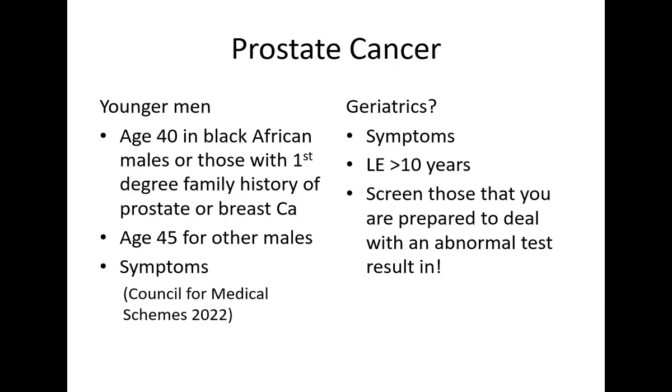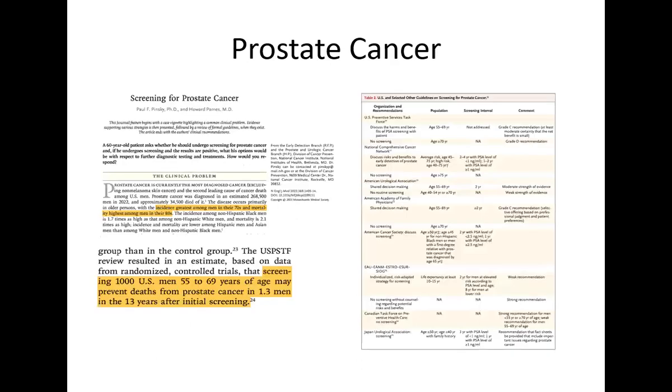What about old people? As I said, don't screen people you're not prepared to deal with the abnormal result. You must have at least 10 years life expectancy, and obviously symptoms, that's no longer a screening test, that's a sort of diagnostic test. But look at this. This is in the NEJM from March. Thank you to Joe for finding it. Basically, although the incidence is highest in men in their 70s and 80s, these are exactly the men we don't recommend screening. So look at this table of guidelines.